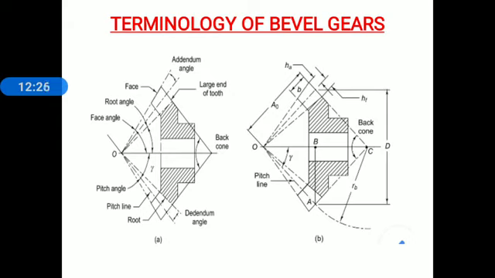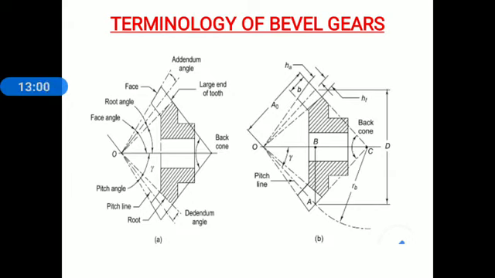Everyone clearly observe these two sketches, A and B. A bevel gear is in the form of a frustum of a cone. All the dimensions of bevel gears are clearly shown in figures A and B. Now let me start the terminology of the bevel gear one by one. Before starting the terminology, first of all, read the sketch carefully.